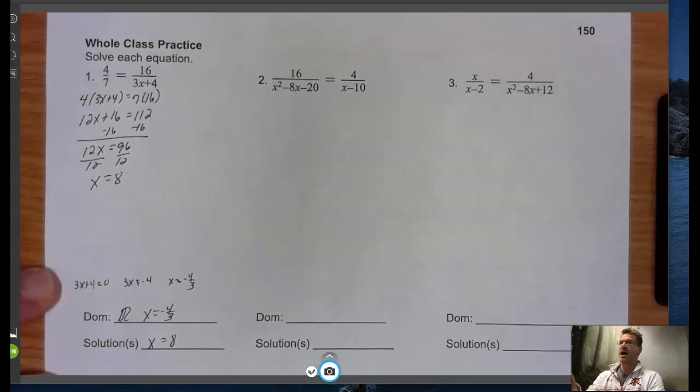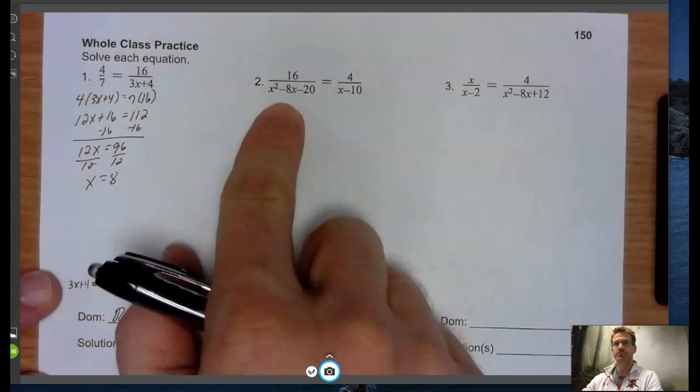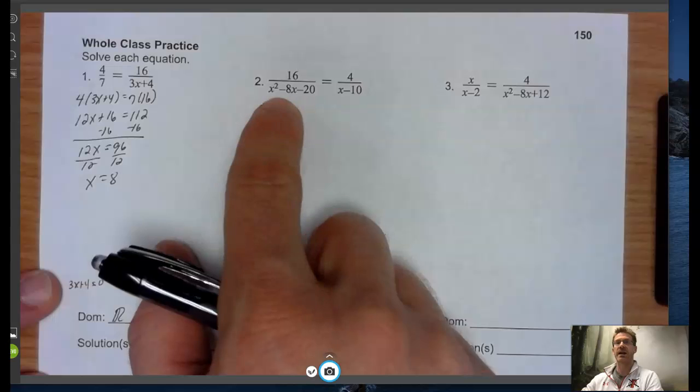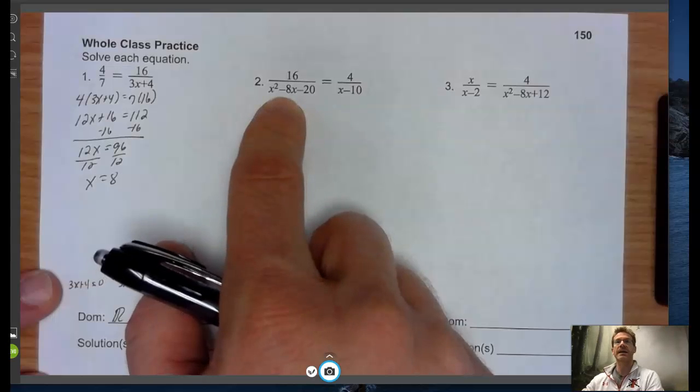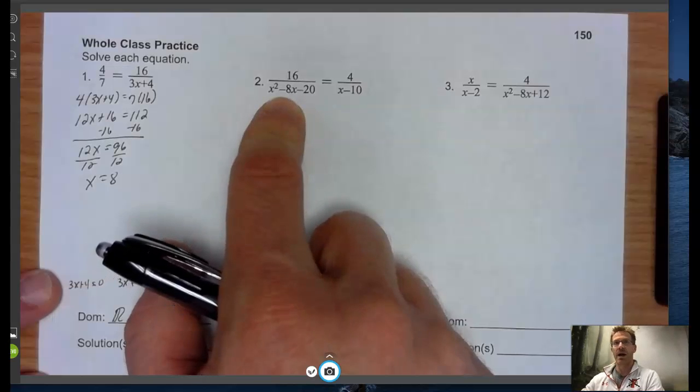So that's the normal rational equation that you have been solving for a few years now. All right, so now let's look at number 2. So this is where it gets a little bit more complicated, because now when I look at number 2, notice now I can definitely see that I need to do some factoring in my denominator here on the left side.